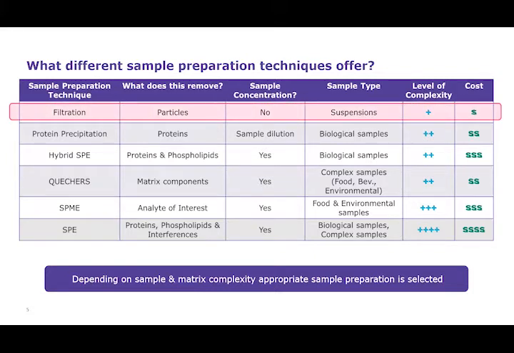Filtration is one of the simplest sample preparation techniques, but it can only be used for removal of particles when they are present in the sample. As you go down the table, the complexity of sample preparation goes up, but at the same time, the cost of sample preparation also goes up. Depending on the sample and the matrix complexity, you will have to select the appropriate sample preparation technique.